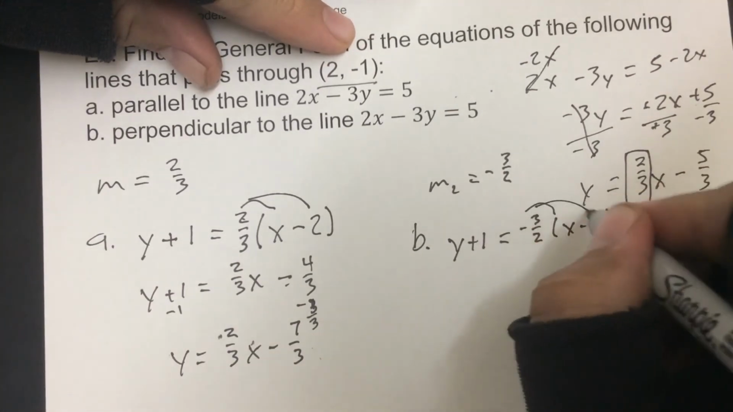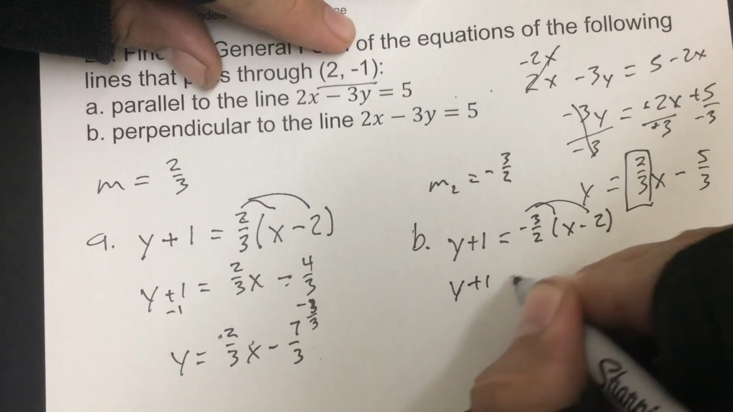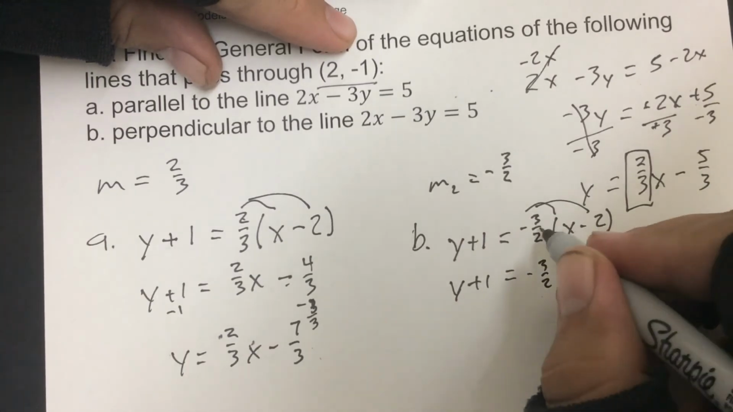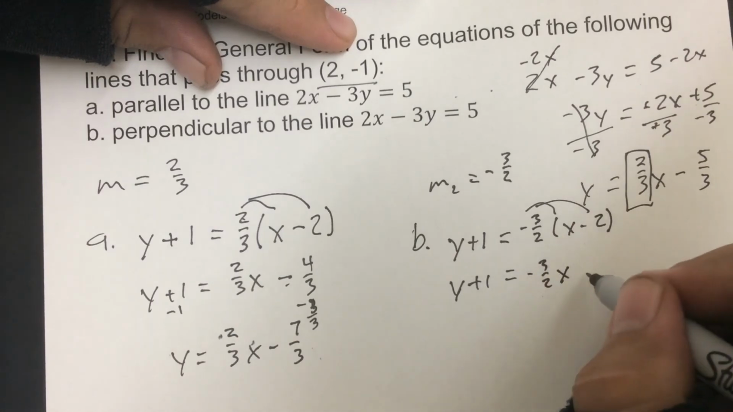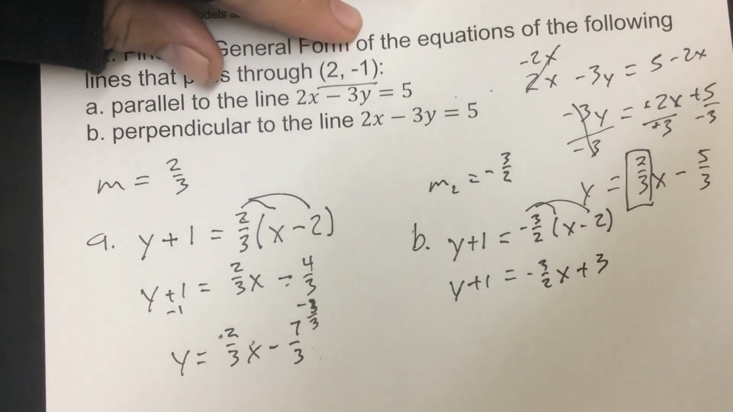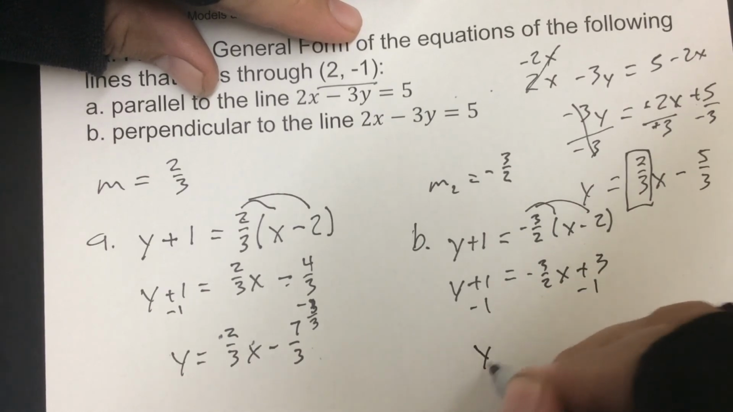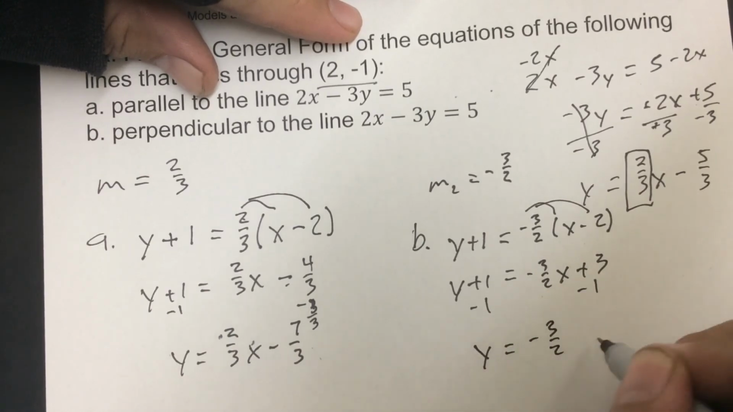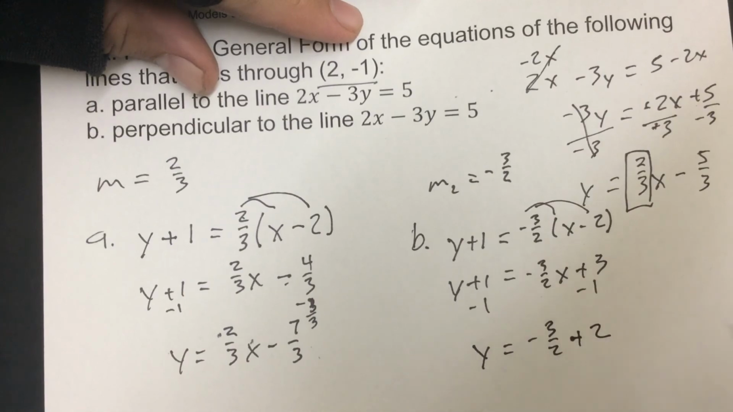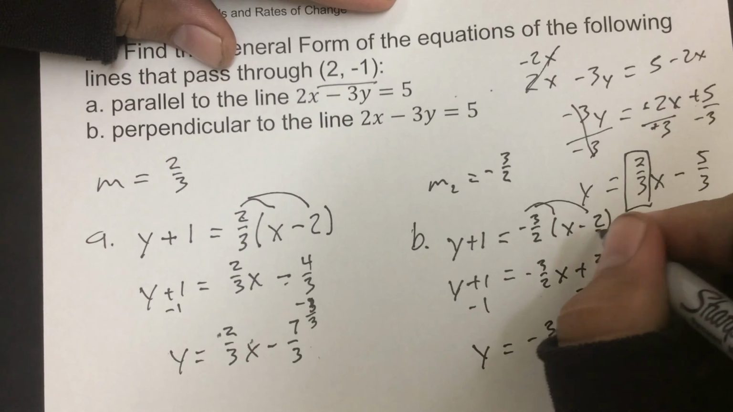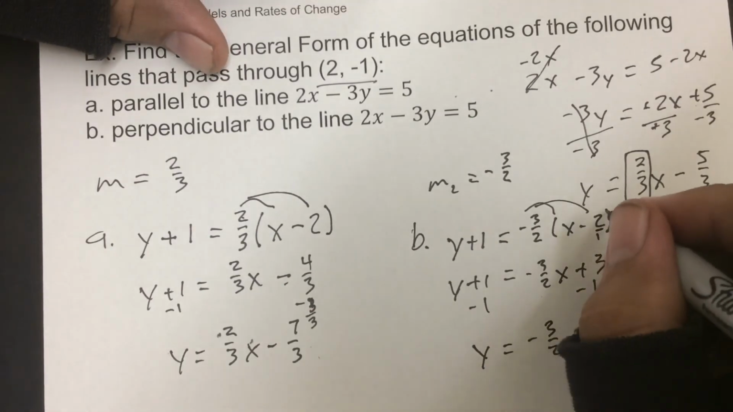From there we still distribute. So y plus 1 would equal -3/2 x. Then -3/2 times -2, the 2's would cancel, which would make this a plus 3. Which makes it really nice. And then we'll subtract 1. So y would equal -3/2 x plus 2. Because, again, keep this in mind, this is 2/1, so that's why the 2's cancel.